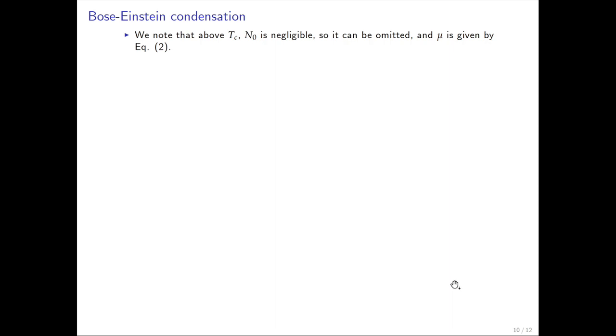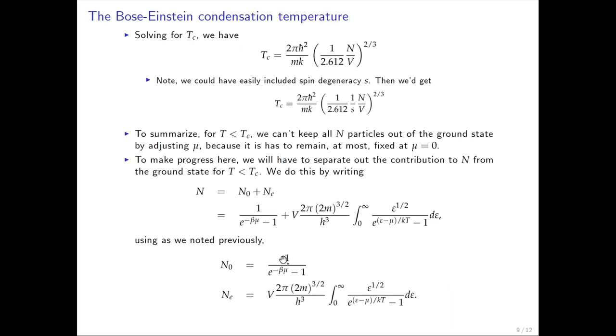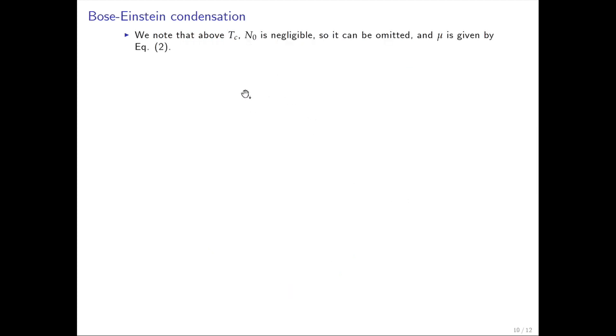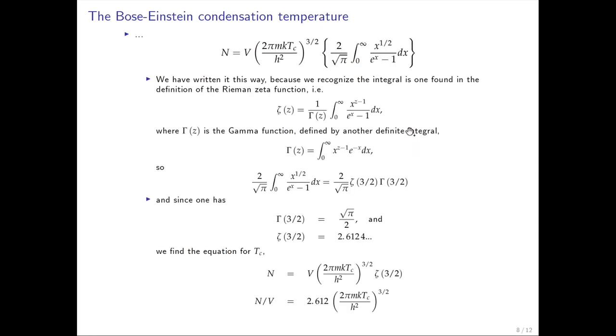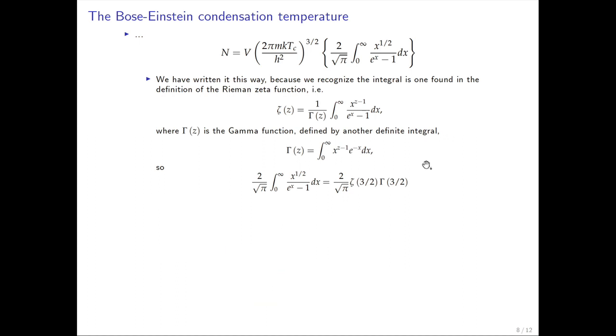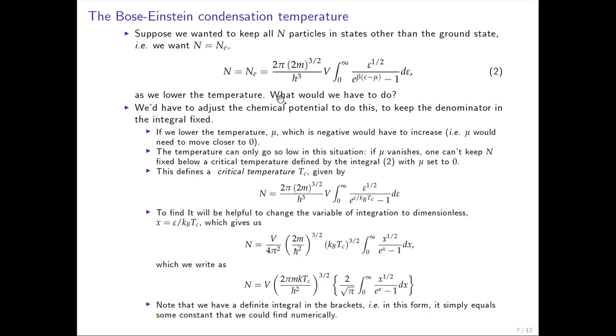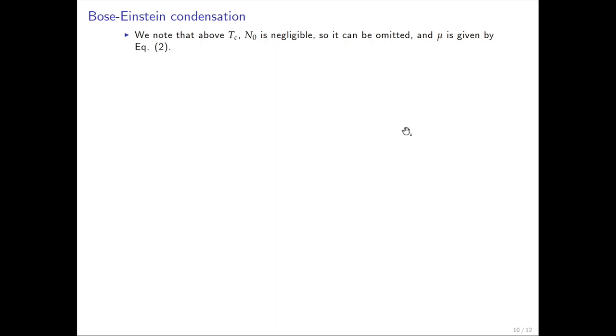And we also note that above T_C, by looking at this expression, we'll realize that this N_0 is negligible, and we can omit it. And mu is given by this equation. What we're saying essentially is that for T above this critical temperature we can ignore the small occupancy of the ground state and just use this expression. But below T_C, this chemical potential stays very, very close to 0. And we'll see how close a bit later, but that's what our calculations are telling us.